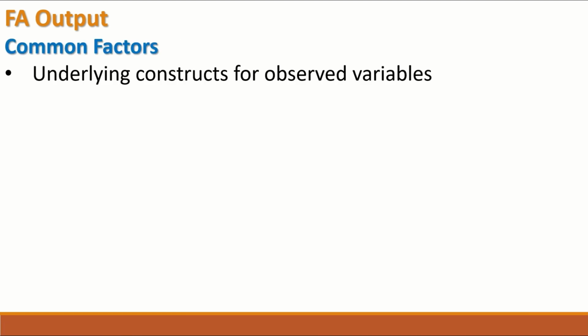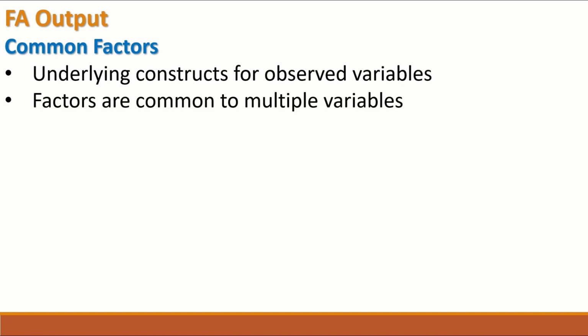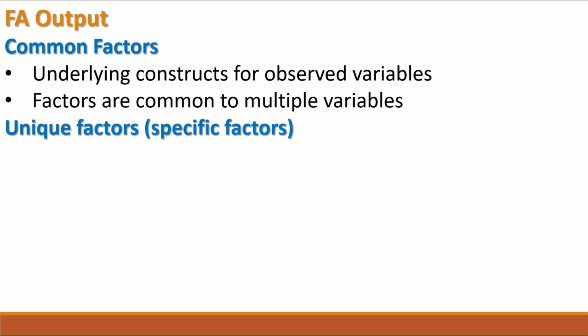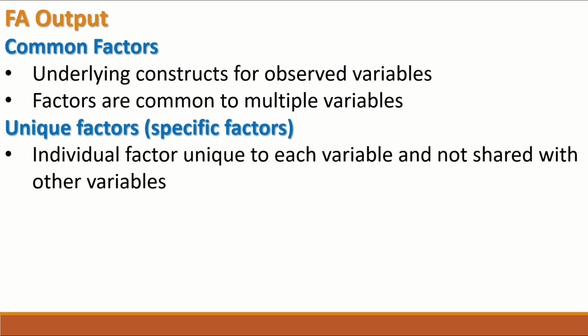So the output from the factor analysis shows the underlying constructs for the observed variables, will identify common factors, factors that are common to multiple variables, and will also determine unique factors. Unique factors are specific factors. Those are individual factors unique to each variable and not shared with other variables.